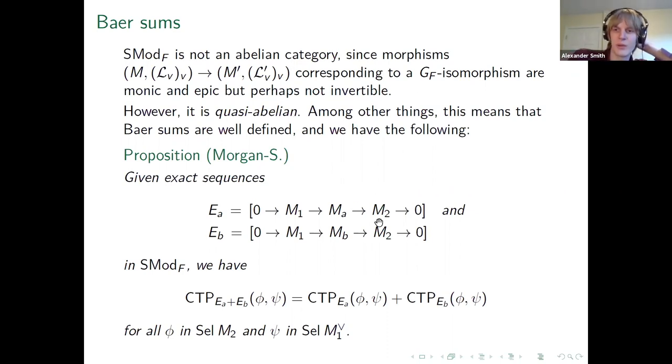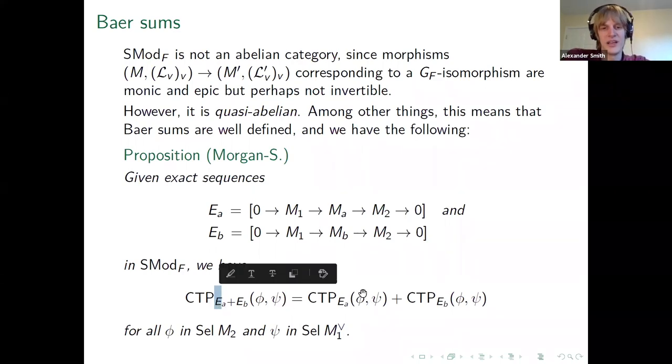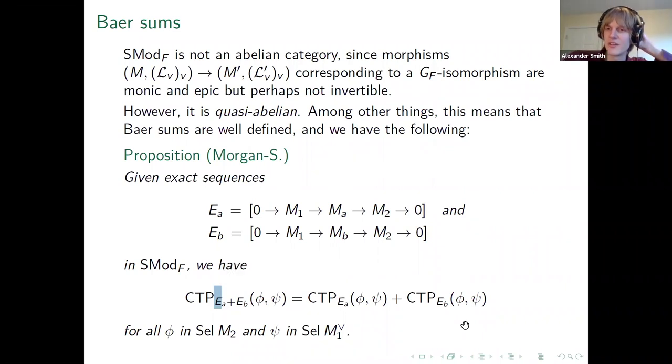one of its consequences is this nice proposition. If you have two extensions, you can add them together, and the Cassels-Tate pairing for that equals the sum of the individual Cassels-Tate pairings. As a slogan, you can say that this means that the Cassels-Tate pairing is trilinear. So it depends linearly on phi, on psi, and on the extension class E.